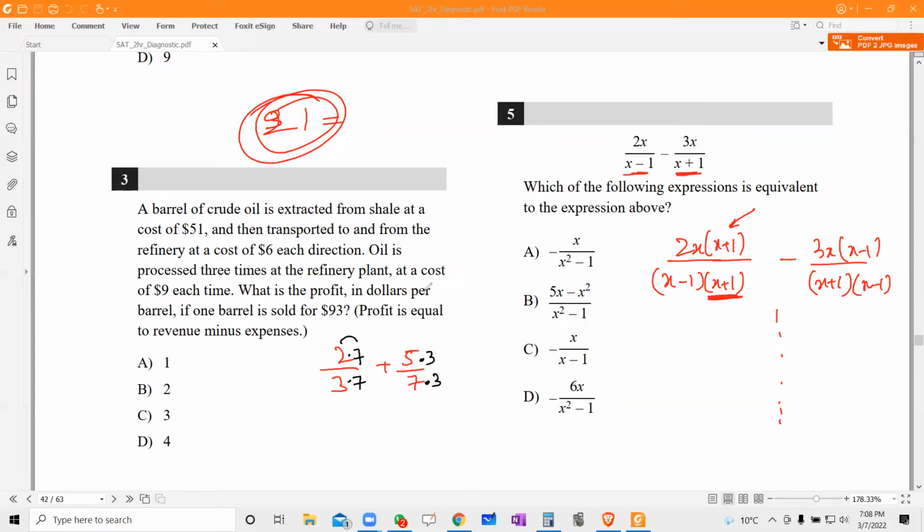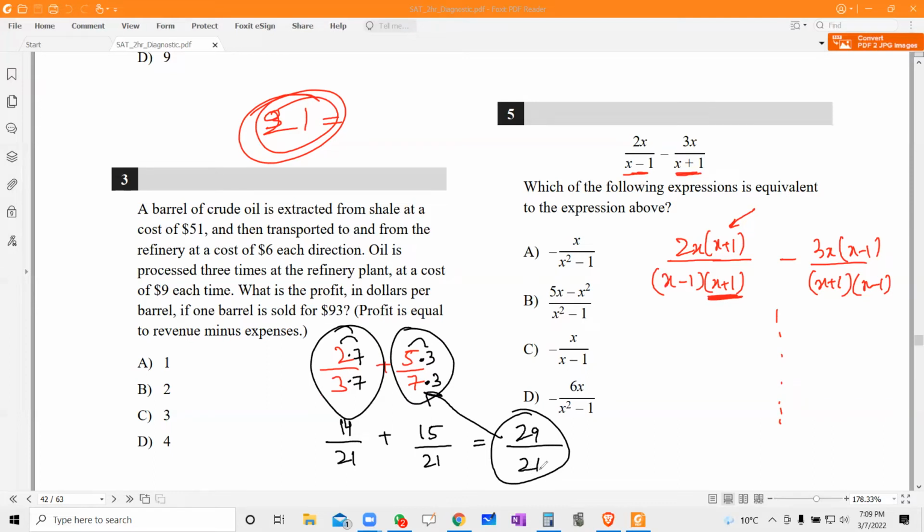So what is 2 times 7? 14. 14 divided by 3 times 7, 21. Plus 5 times 3, 15, divided by 7 times 3, 21. Now you can add them. You can keep the denominator as it is, 21, and 14 plus 15 will be how much? 29. Now you have calculated correctly the addition of these fractions. It's 29 over 21. Is it okay? Yeah. Same thing will be done for the variables also.